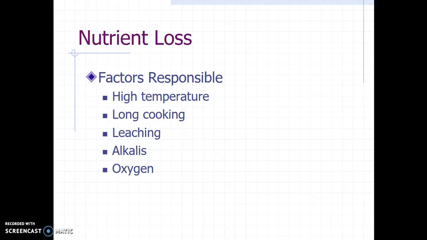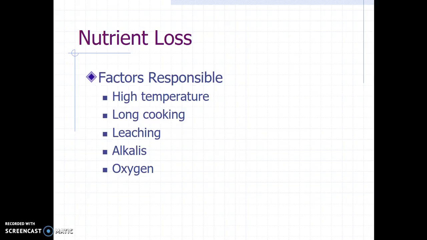When we're talking about nutrient loss, this is a very important thing. We do not want to lose nutrients. It's the whole reason that we're providing food for people, right? It's not just for flavor and how it looks, but we should be providing nutrients. So the factors responsible for nutrient loss: too high of a temperature, we can lose nutrients. Too long of cooking, we lose nutrients. Leaching is what I was telling you about, using too much water, and the nutrients leach out into that water, and then when we drain it, it's lost. The use of alkalis, you'll see nutrient loss.